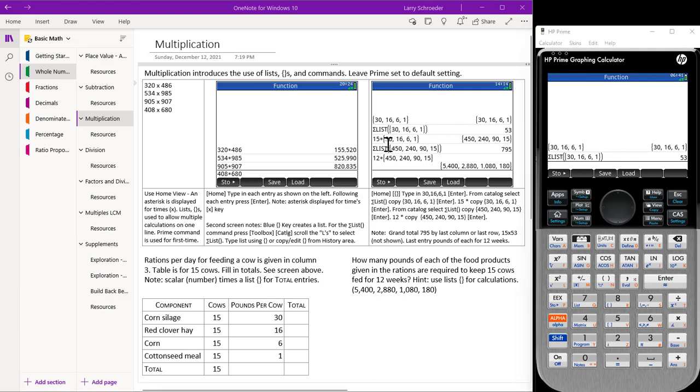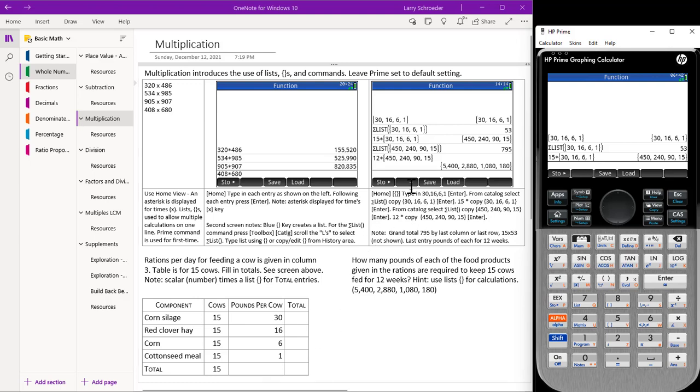It allows us to do 4 calculations in one. We can take 15 times each item in the list. So let's go ahead and do that on our calculator. We'll hit 15, then we'll hit our times, then we'll highlight our list, then we'll copy it down, then we'll press enter, and then we'll get the answers 450, 240, 90, and 15, which are the answers that would go in this particular column.